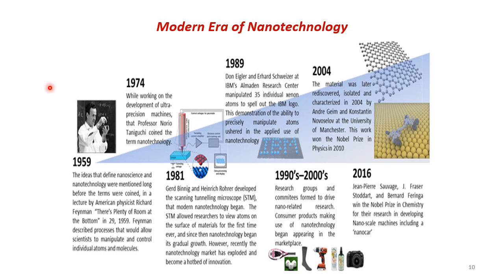Let's see how the modern era of nanotechnology started. So basically, the ideas that defined nanotechnology and nanoscience were mentioned long before the term was coined. In a lecture given by American physicist Richard Feynman, "There is plenty of room at the bottom," Feynman described the process that would allow scientists to manipulate and control individual atoms and molecules. This happened in 1959.